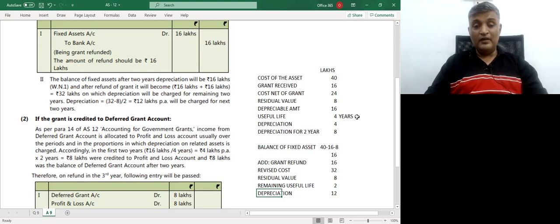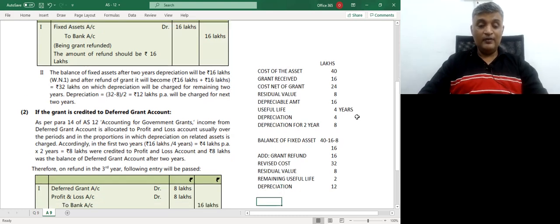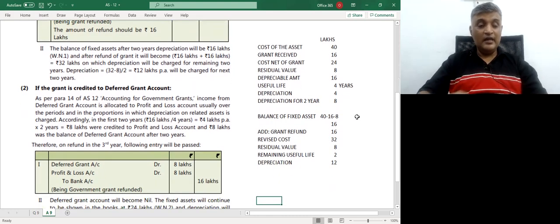Now, if you refund the government grant, right, we need to pass the entry. We need to reverse it, right? We have to say deferred government grant 8 lakhs, P&L account 8 lakhs to bank 16 lakhs. Why are we crediting bank? Because we have to repay the 16 lakhs. So we have to give a credit to bank 16 lakhs.